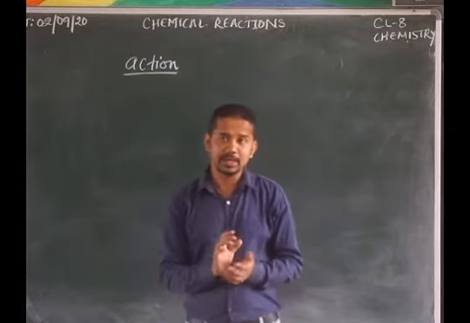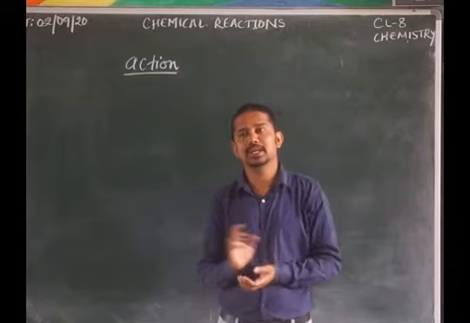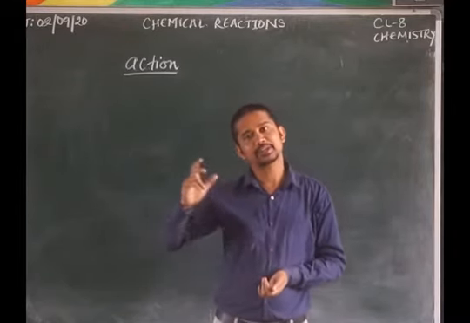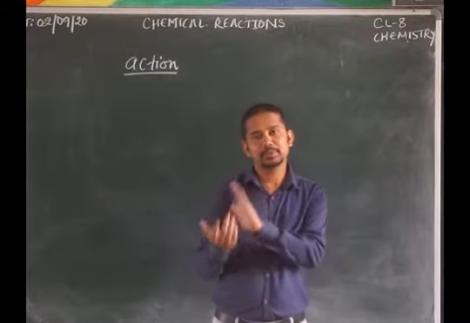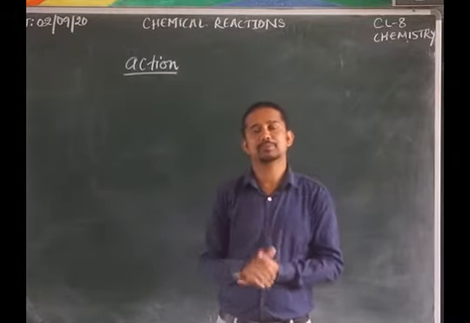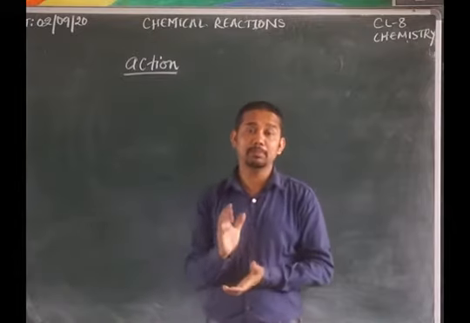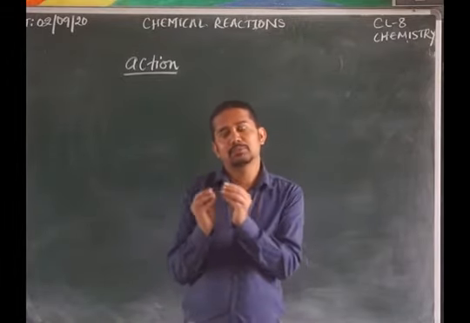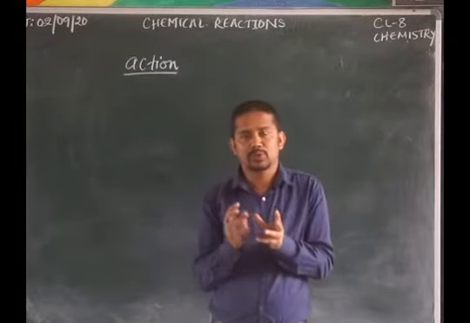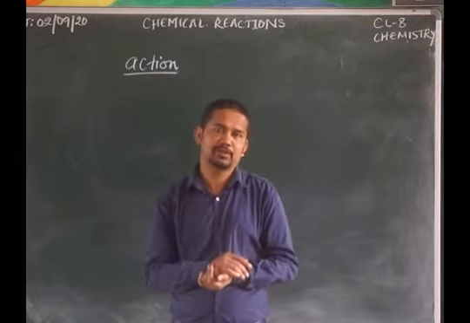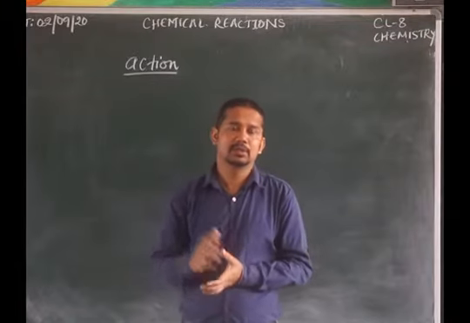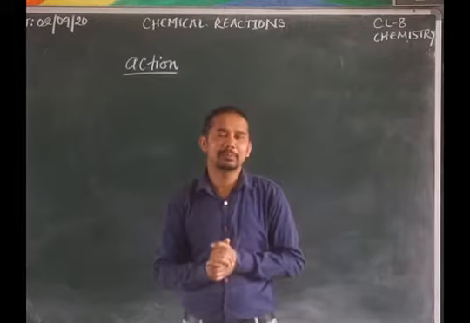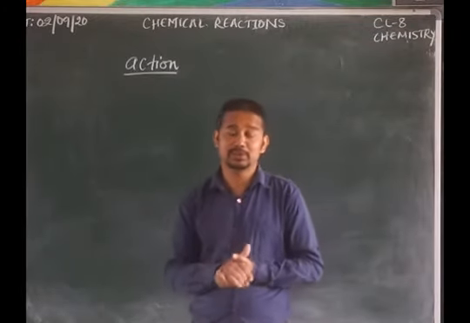But in a chemical change, new substances are formed. Why? Because in a chemical change, physical properties as well as chemical properties will change. Composition changes. Atoms, molecules or ions will change. For example, very simple: carbon when burnt gives carbon dioxide.